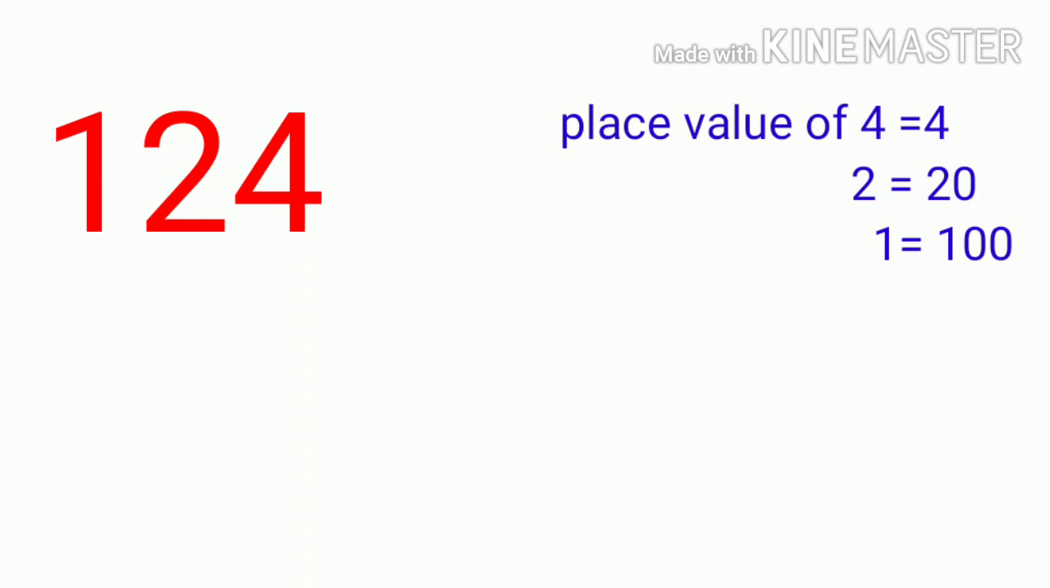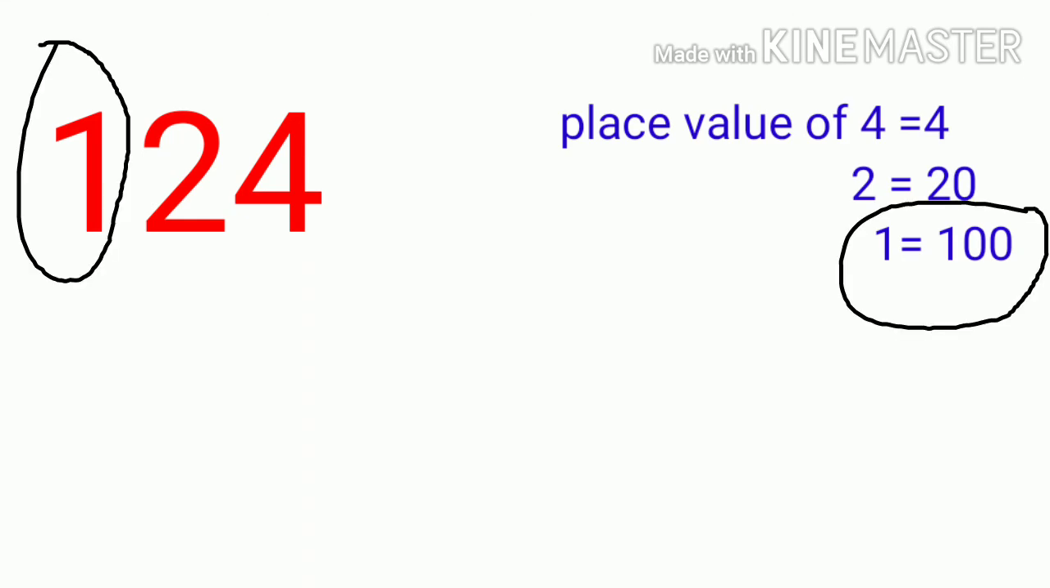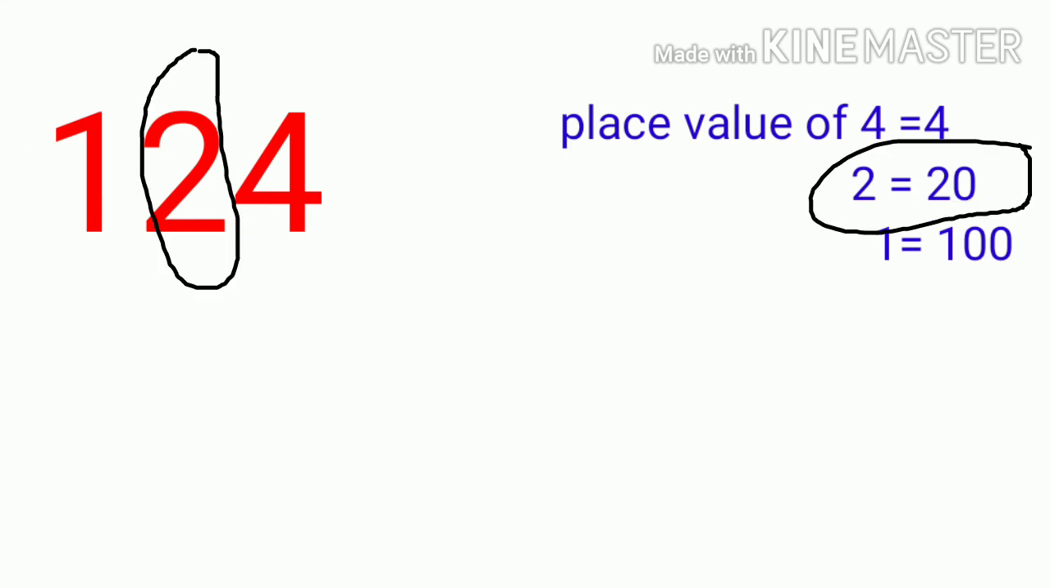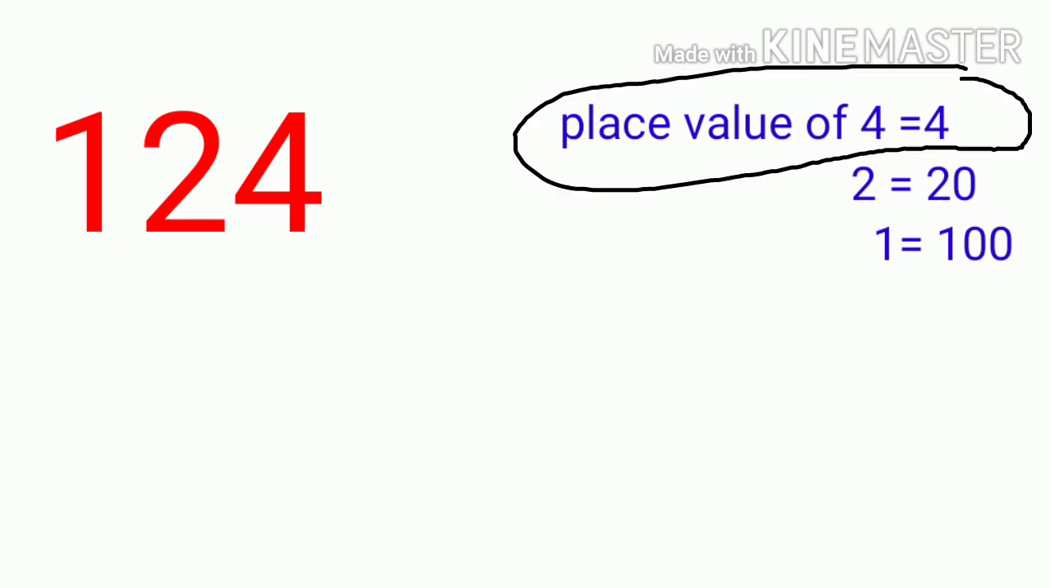For that, first we have to find out the place value of each digit in this number. Here the number 1 comes in hundreds place. So the place value of 1 is 100. Then the number 2 comes in tens place. So the place value of 2 in 124 is 20. Then the number 4 comes in ones place. So the place value of 4 in 124 is 4.